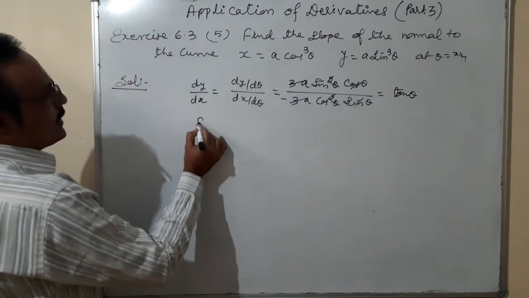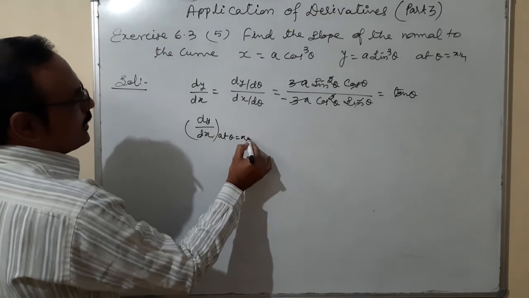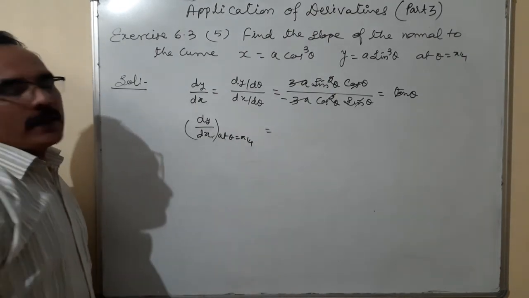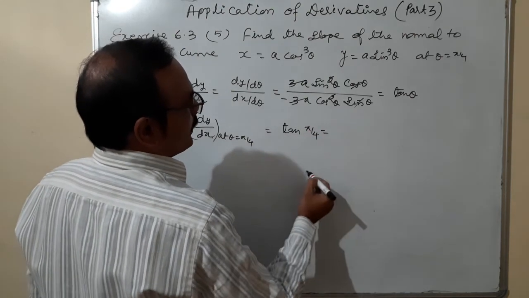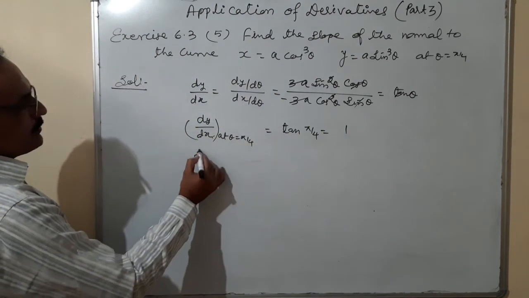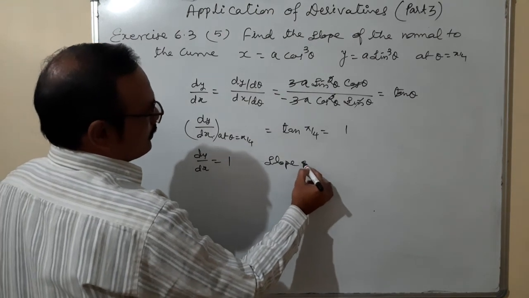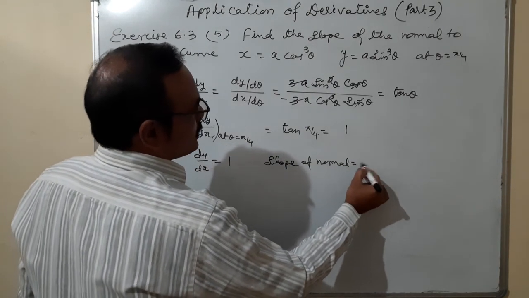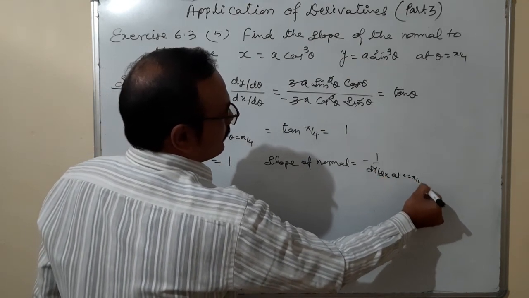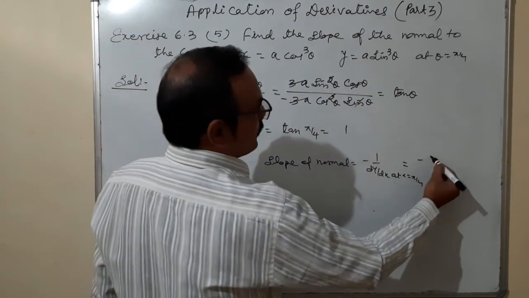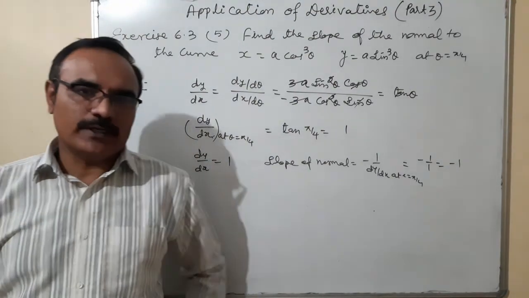So dy by dx at theta is equal to pi by 4 is tan pi by 4. Tan 45 is 1. So the value of dy by dx is equal to 1. So the slope of the normal is equal to minus 1 upon dy by dx at theta is equal to pi by 4, that is minus 1 upon 1, which is minus 1. So what is the slope of the normal? The slope of the normal is minus 1.